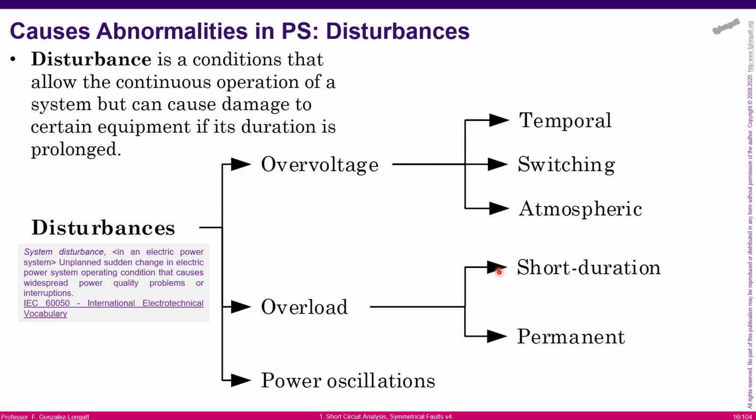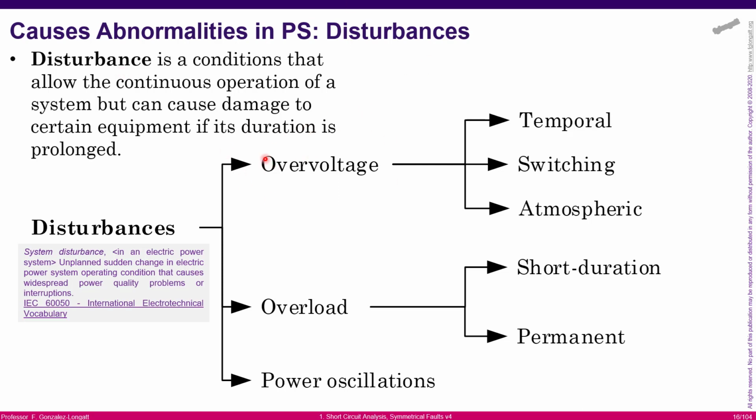A disturbance, you can have some variables that are going outside limits, but if the situation keeps going for a very long time, you can have problems, okay? What are the typical disturbances? Typical disturbances, we can have three sets of them.